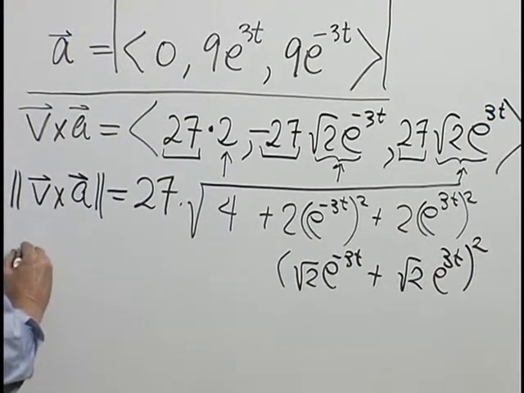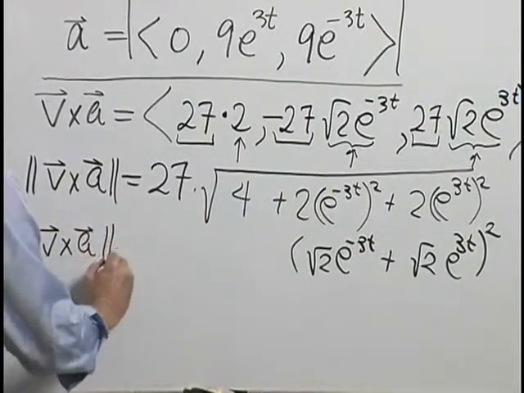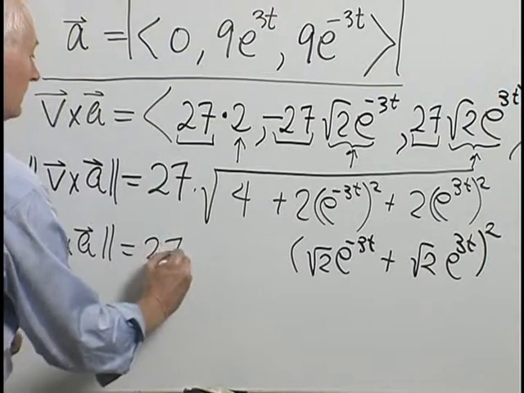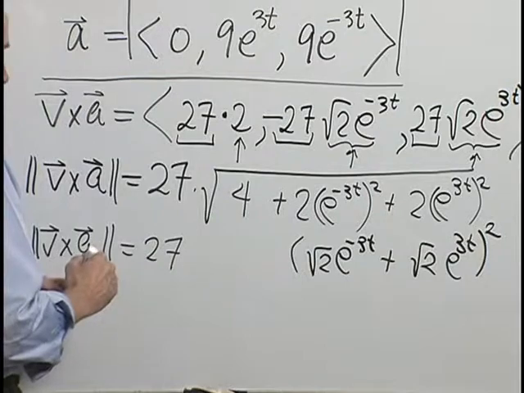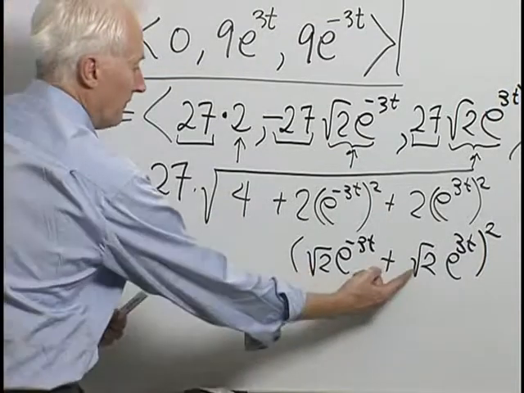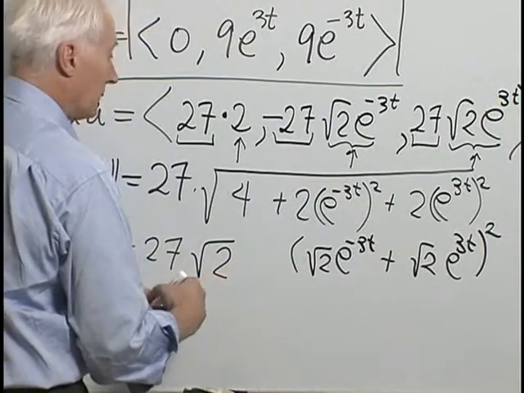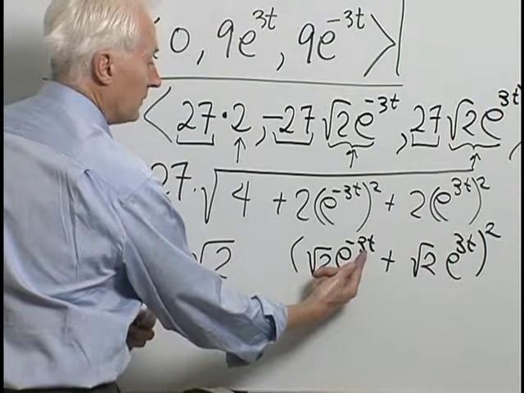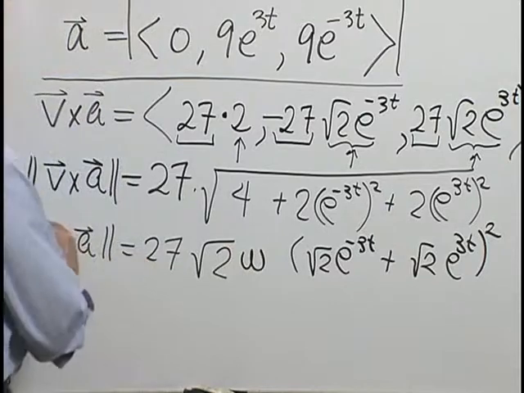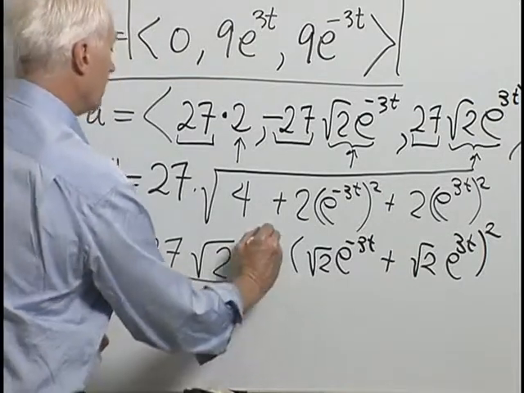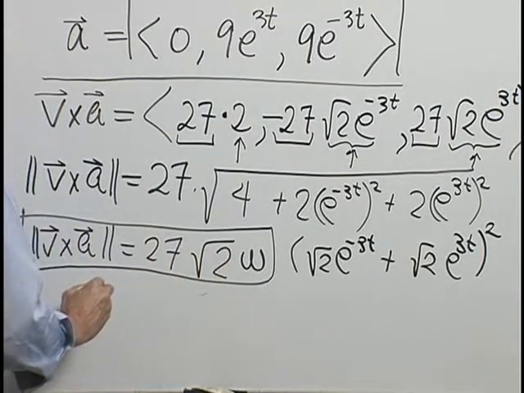And so consequently, when I go to find length v cross A, what we have is 27 multiplied by the square root of this square. And so consequently, let me just rewrite that. We can factor out the square root of 2. And then we have, factoring out the square root of 2, e to the negative 3t plus e to the 3t, which was w. So there's our expression for v cross A, length, 27 square root 2w.